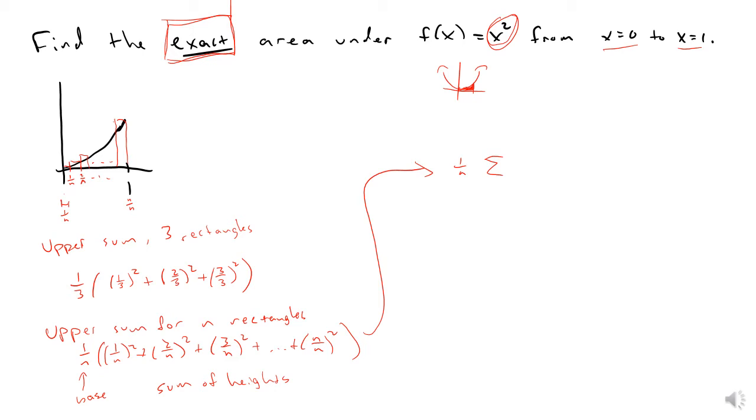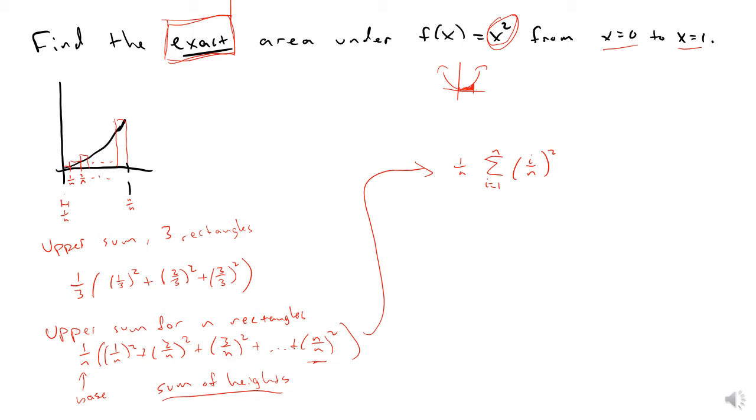So the way I can write that is I can go from i equals 1 to n of (i/n) squared. You can double check that. This is exactly what we have inside the parentheses for the sum of our heights down below. 1 over n squared plus 2 over n squared, and so on. And we stop when we get to n over n squared.